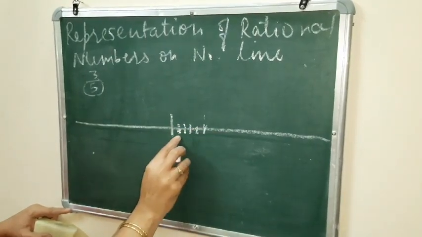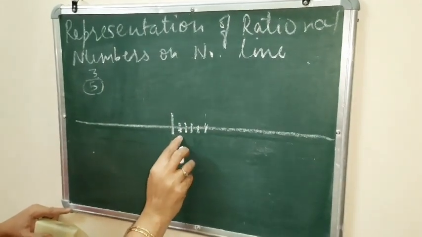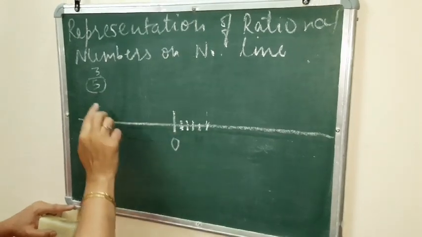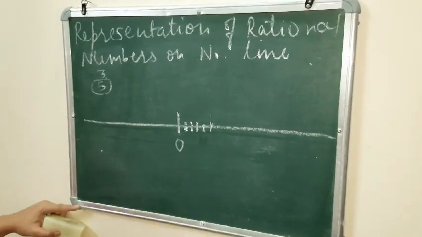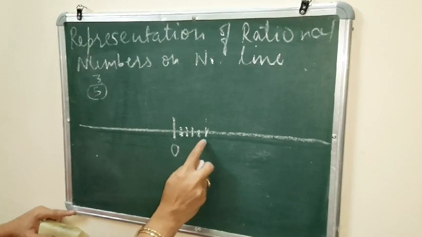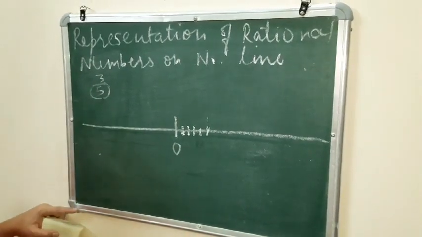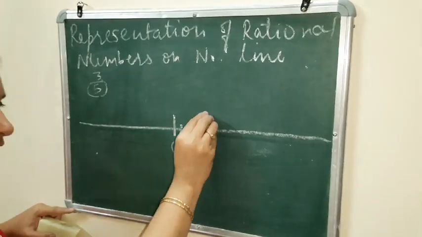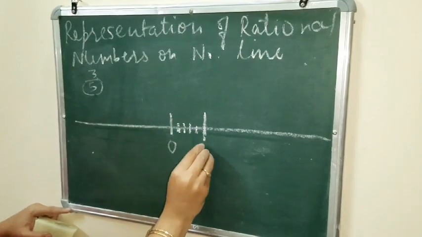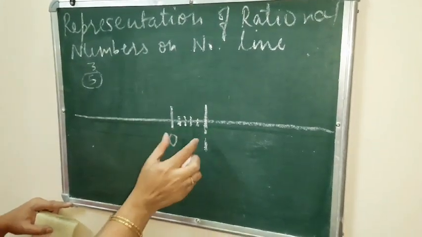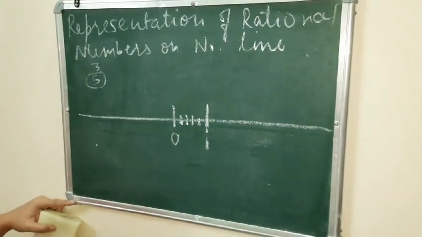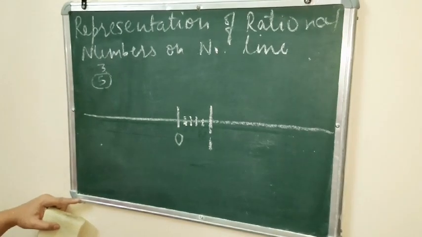I have marked small divisions according to the denominator. So I have taken 5 small divisions because the denominator is 5. The fifth division will be counted as 1. That means this is your 1 unit.